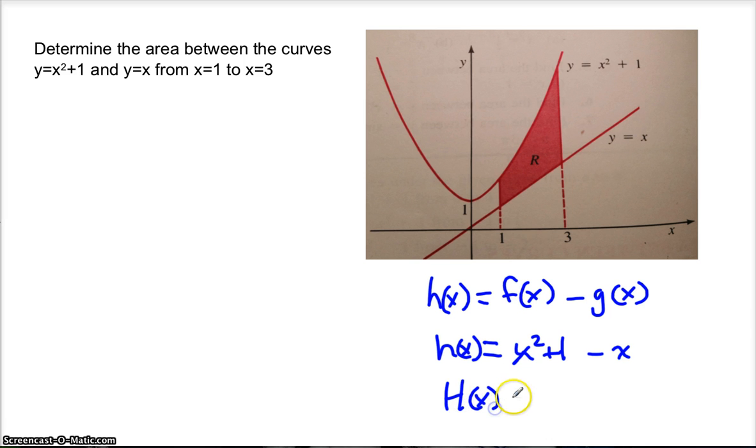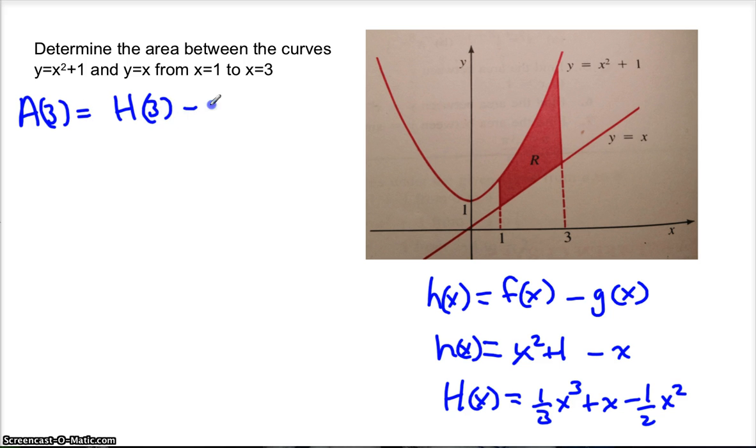The antiderivative of h of x would be 1/3 x cubed. The antiderivative of 1 is x, and the antiderivative of x, you add 1, divide that out, so minus 1/2 x squared. So now the area from 1 to 3 will equal H at 3 subtract H at 1. And H is this cubic function. So there's a lot of calculating here, so let's get to it.